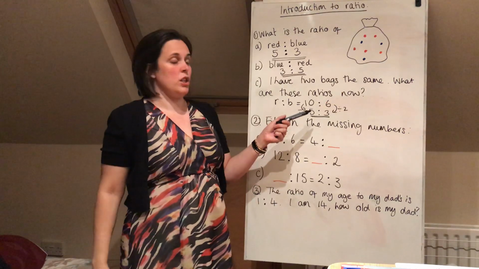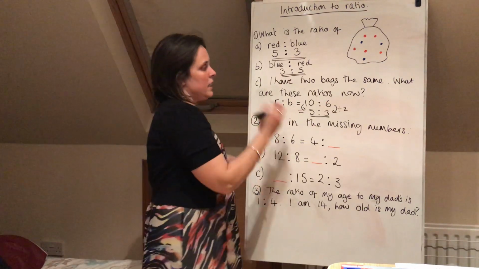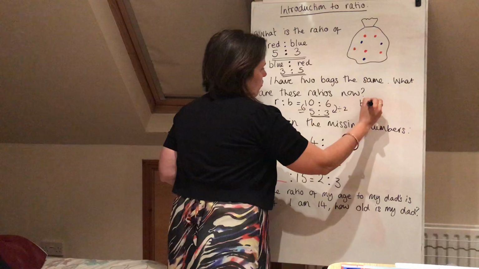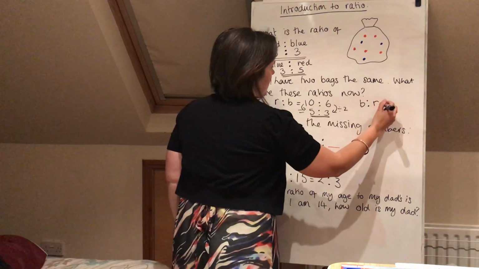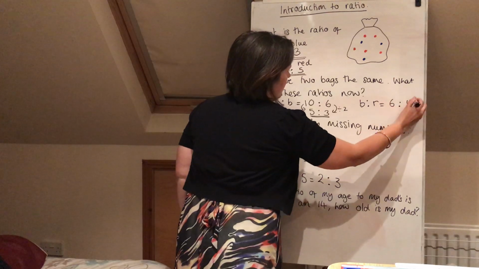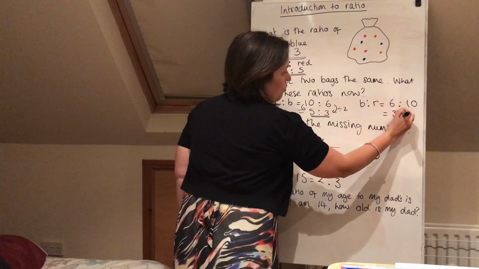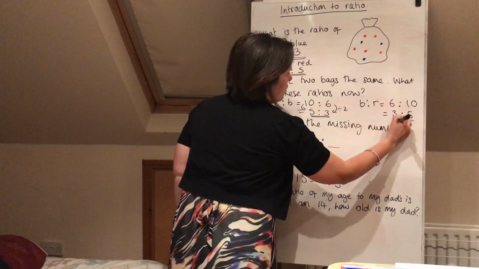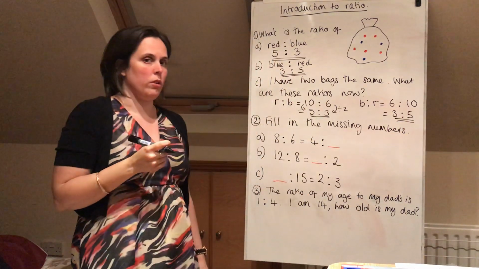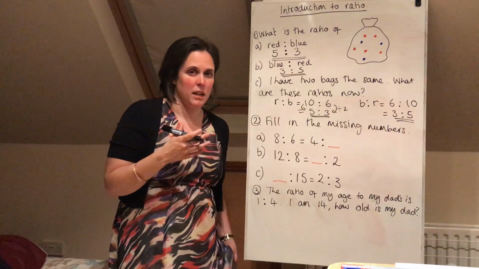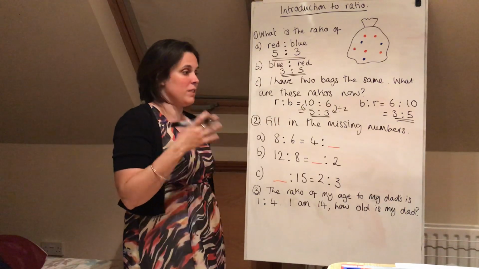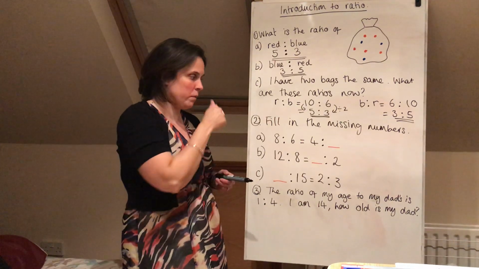So we can write the ratio in exactly the same way, and indeed that will still work if we do blue to red, because for 2 bags then we're going to have 6 blue and 10 red, which we can still write as 3 to 5. So as I say, a little bit of a trick question. The ratio itself remains the same, and actually it's better if it's in its simplest form, so if it's cancelled down as far as possible.